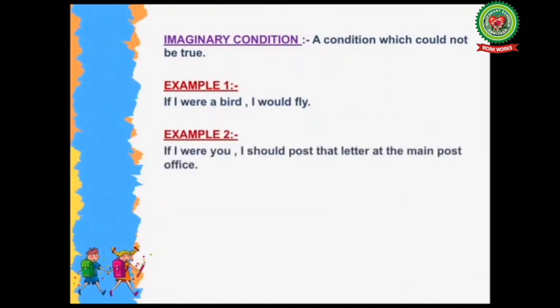Example number 2. If I were you, I should post that letter at the main post office. Again, if you notice here, if I were you means if I were in your place, and this is not possible. We are just supposing. So this is also an imaginary condition. Example number 3. If I went to the moon, I would be a great man. Here again we are just supposing, we are just imagining. So this is an imaginary condition.